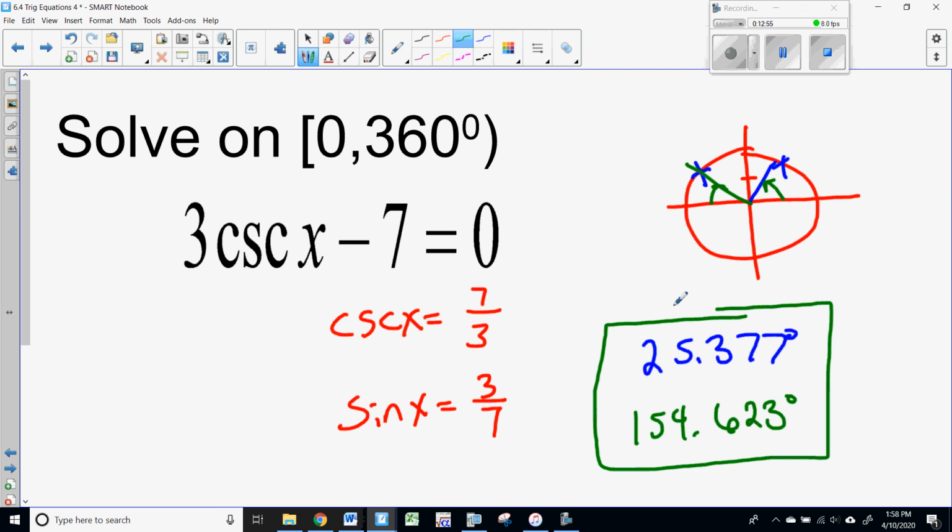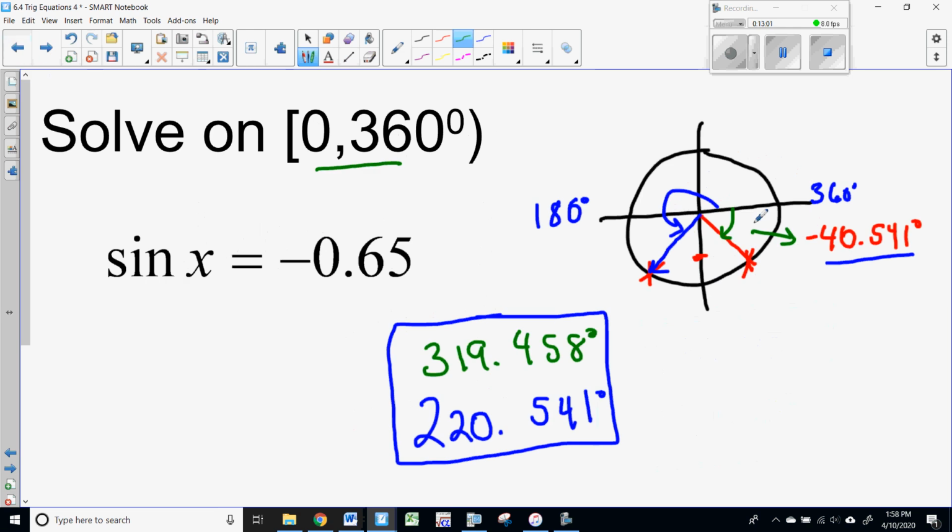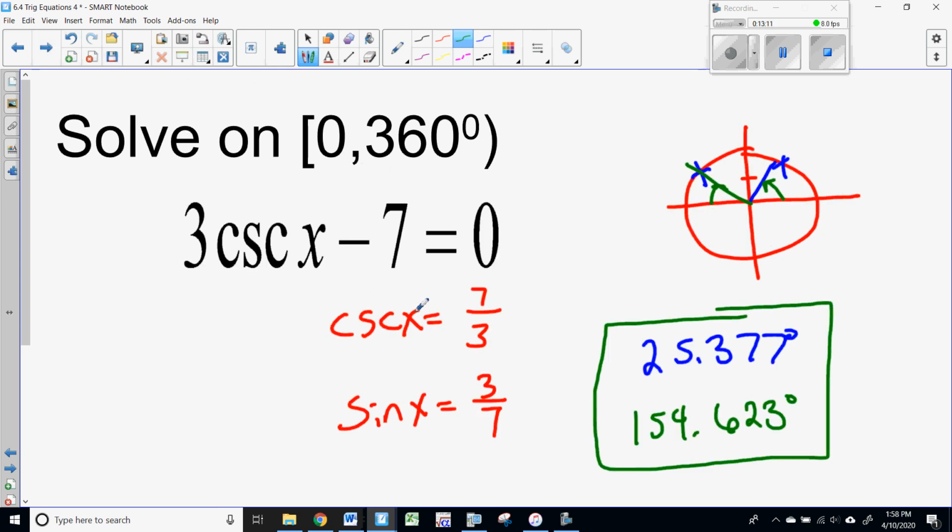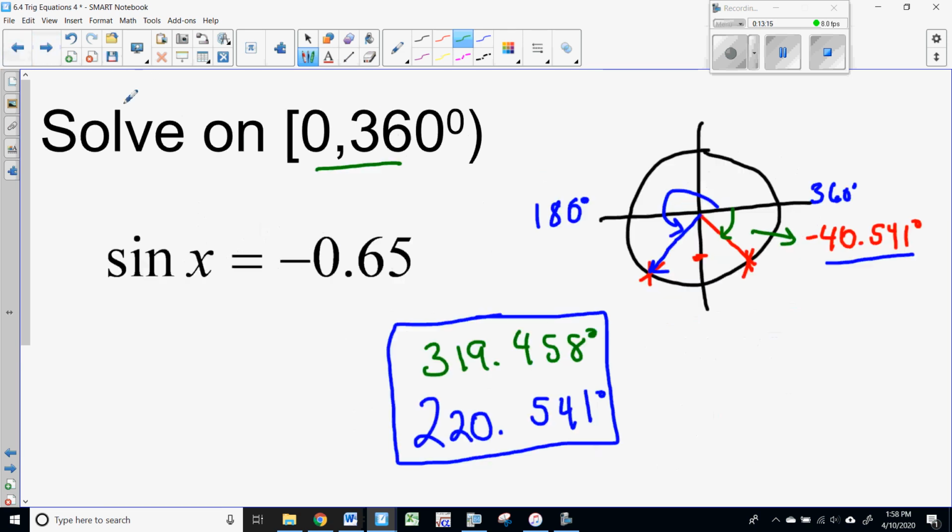So in doing these, you're always going to draw a picture. You're going to use the calculator to help you find the answer. In most of them, that first answer off the calculator will at least be one answer, and then you just got to find the second. If you have the special case where you have the negative sign, it's going to give you a negative answer, which is not 0 to 360, so you got to do a little bit more work.